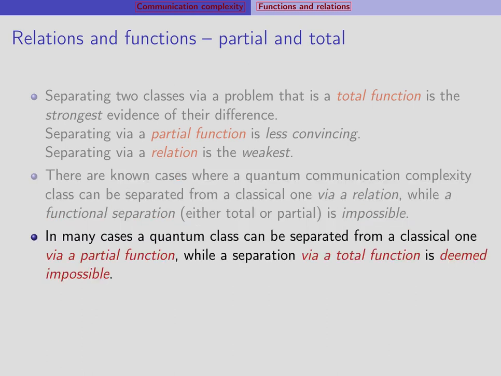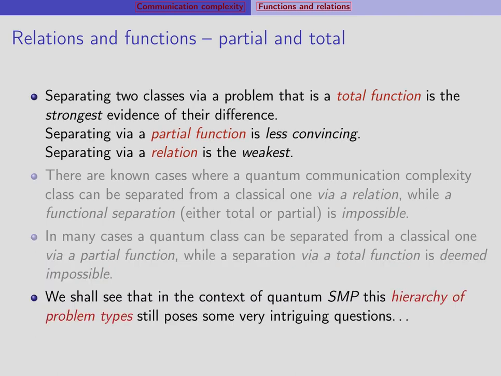Speaking of the distinction between partial functions and total functions, there are quite a few pairs of classes where it is known how to separate the two classes via a partial function. And it is conjectured that such separation is not possible via a total function. Later we will see that in the context of quantum simultaneous message passing, this hierarchy of three possible problem types seems to be especially interesting and especially relevant.